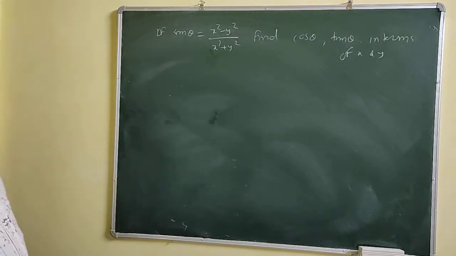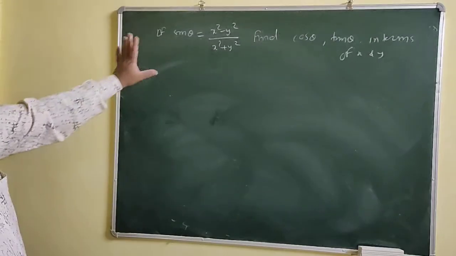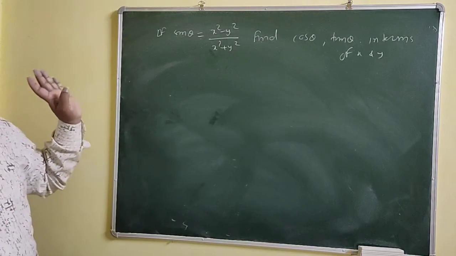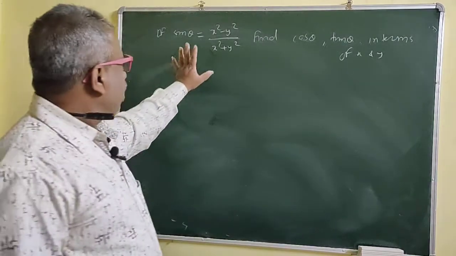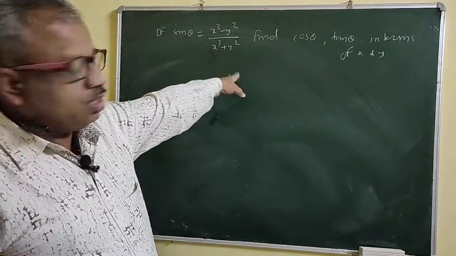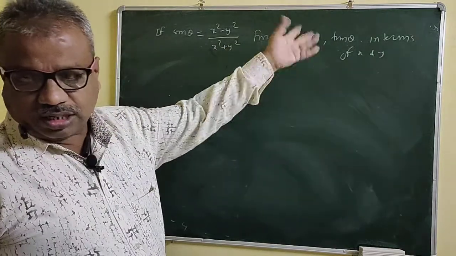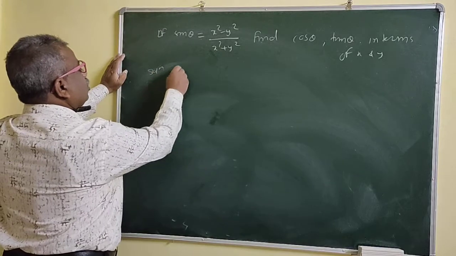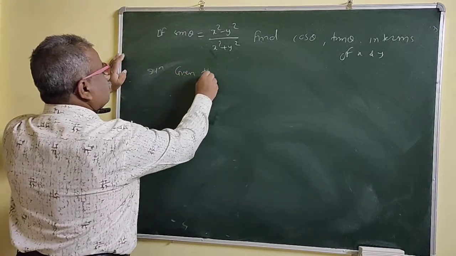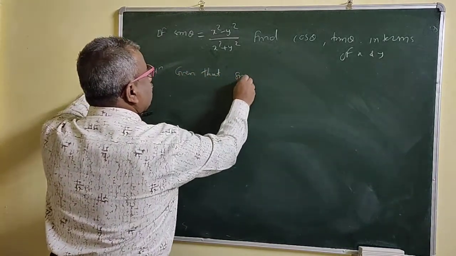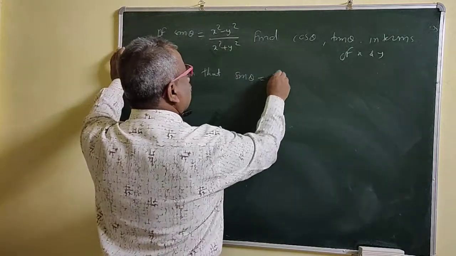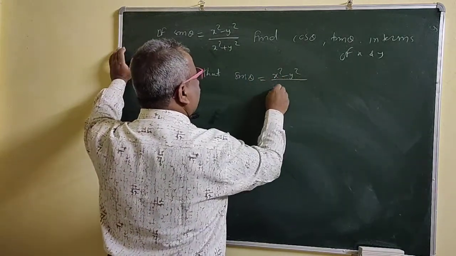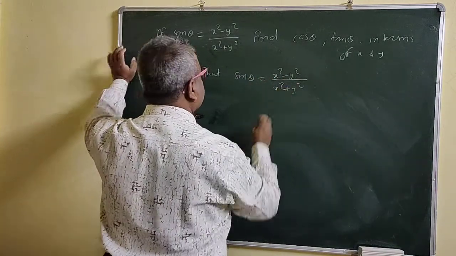Okay. So what we are given? We are given sin theta in terms of x and y. You also want cos theta and tan theta in terms of x and y. Okay. So solution. Given that sin theta is equal to x square minus y square upon x square plus y square.